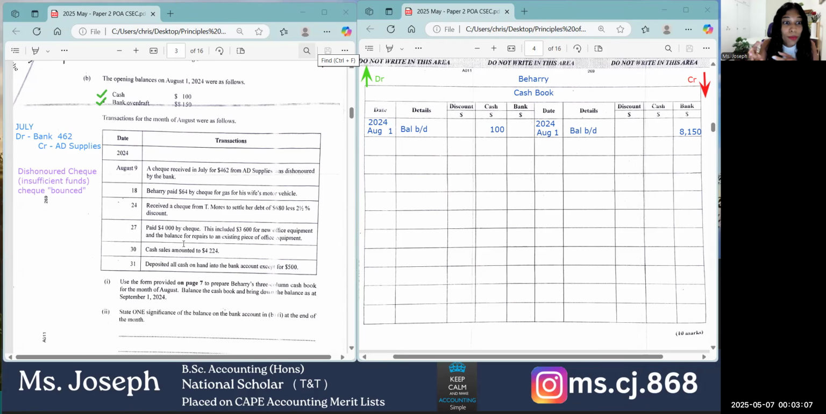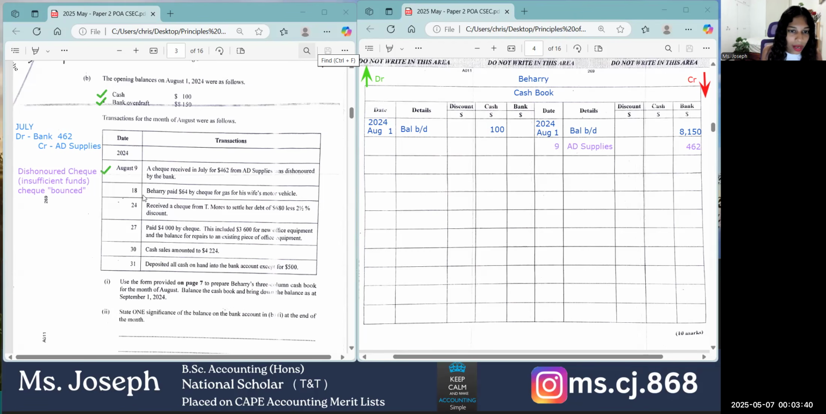So we need to now remove that money from our bank account. We're gonna take it out. To remove it, we're gonna credit the bank in that case for the 462. What you're doing here, it's kind of like you're reversing the entry. You're taking the money back out of the bank because it didn't actually settle into the account. So this would be on August the 9th, and my reference is going to be AD Supplies.